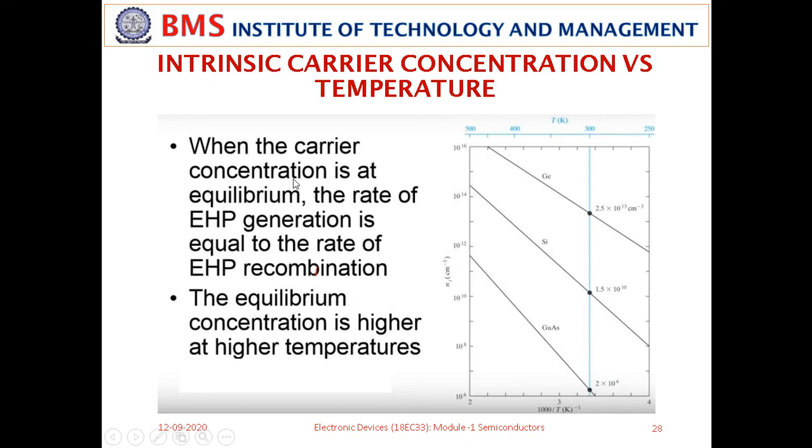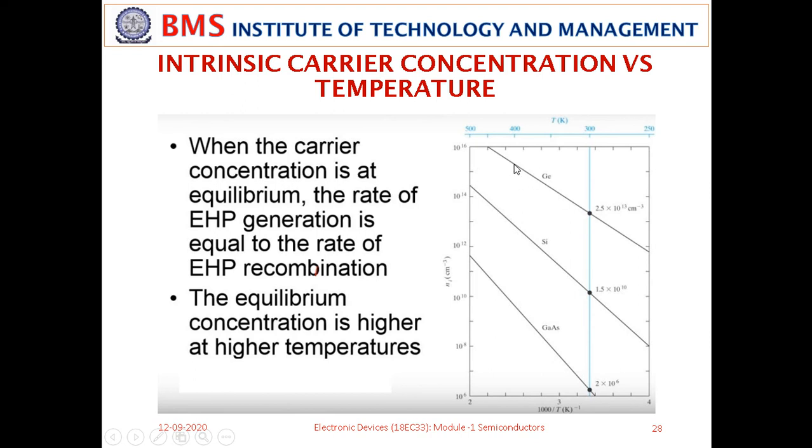When the carrier concentration is at equilibrium, the rate of EHP generation is equal to the rate of EHP recombination. So both generation and recombination become equal. The equilibrium concentration is higher at higher temperatures. So Ni keeps increasing at higher temperature.